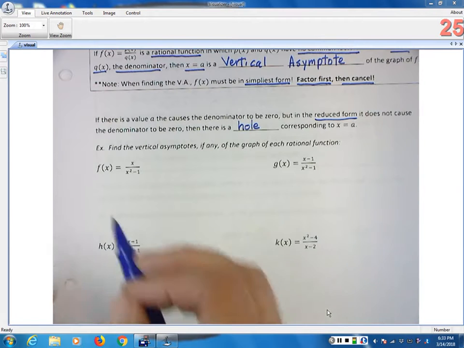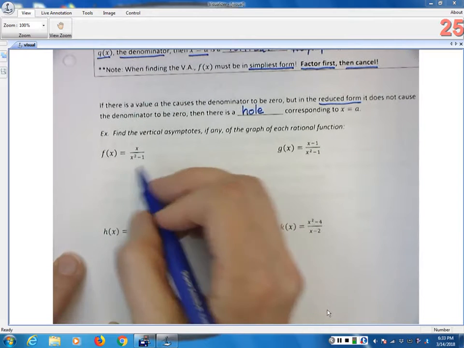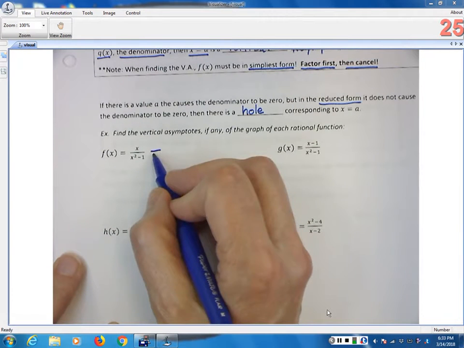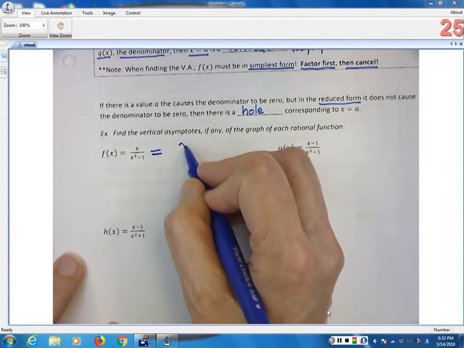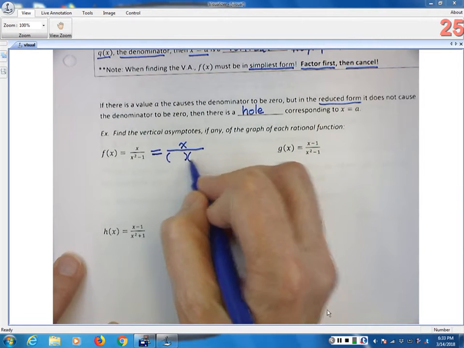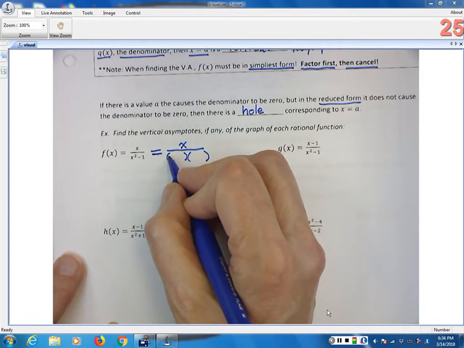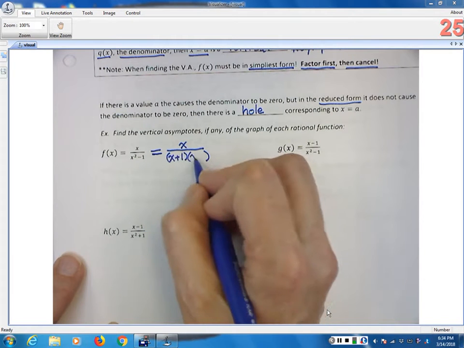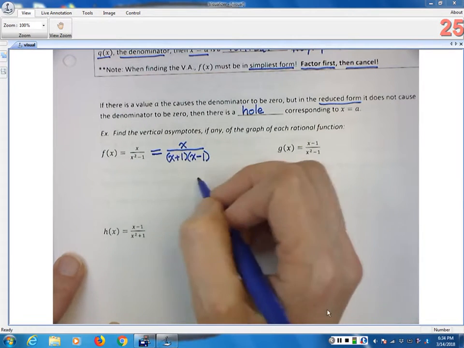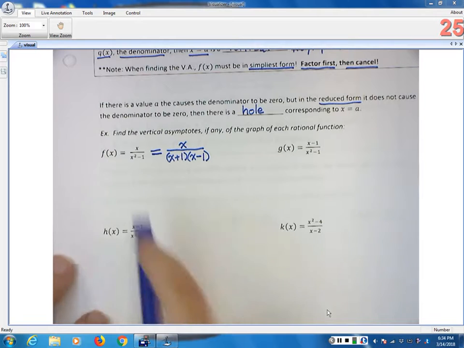Here's a function. f of x equals x over x squared minus 1. This is the difference of perfect squares, so we're going to factor it. We want to factor and see if anything cancels. We really like the difference of perfect squares here. It's x plus 1 and x minus 1. Foil that out. See that is true. Memorize how to factor the difference of perfect squares.